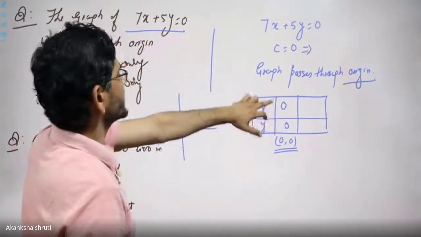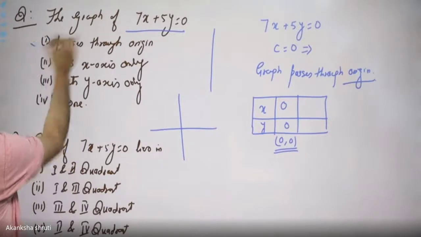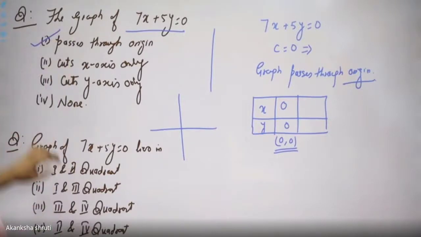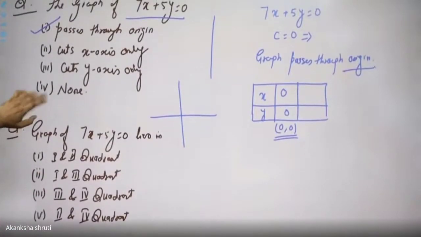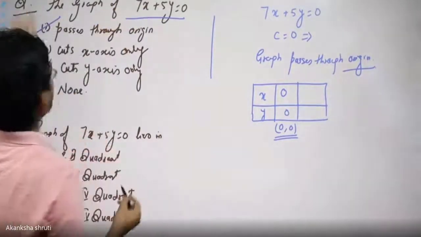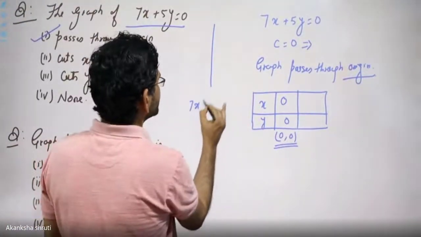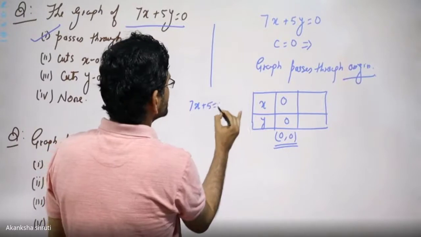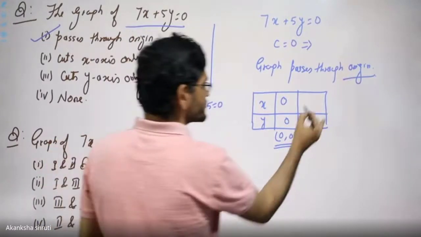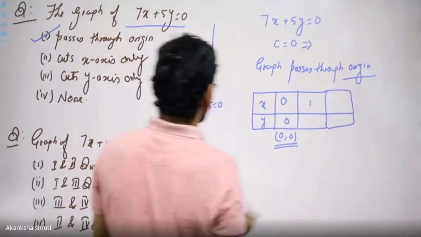From this equation, one of the solutions is (0, 0), so it passes through the origin. This part is over. But for the next question, for the same graph, we have to say in which quadrant it lies. For that, we have to take some solutions. Students, we have the equation 7x plus 5y equals 0. Let us take x equals 1 and find the sign of y.